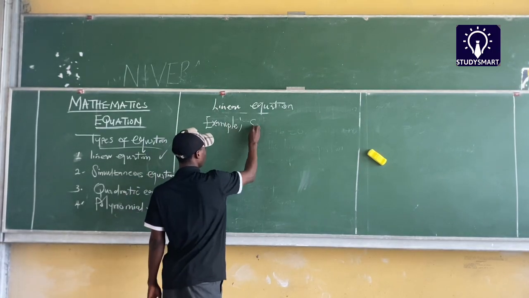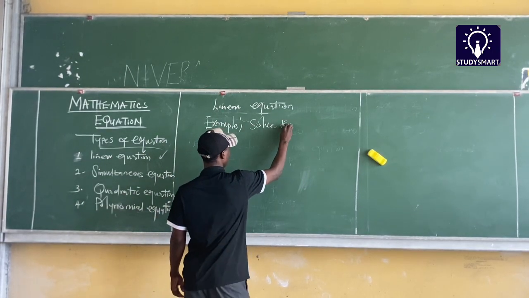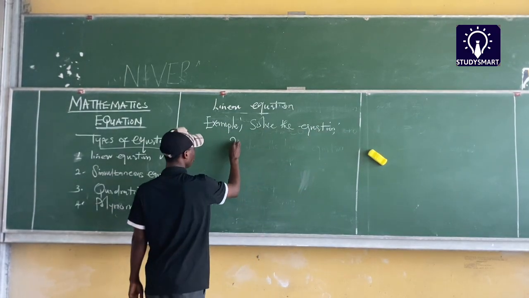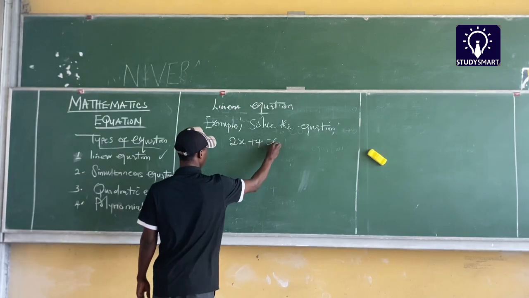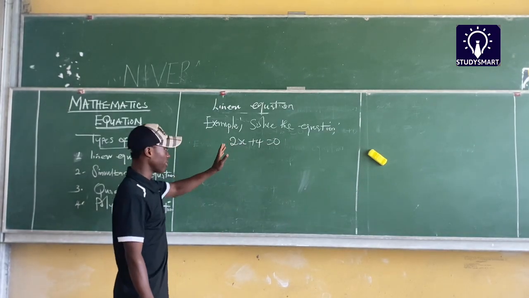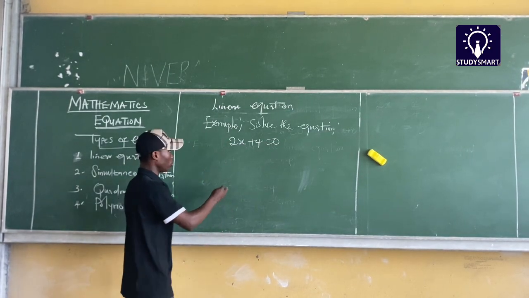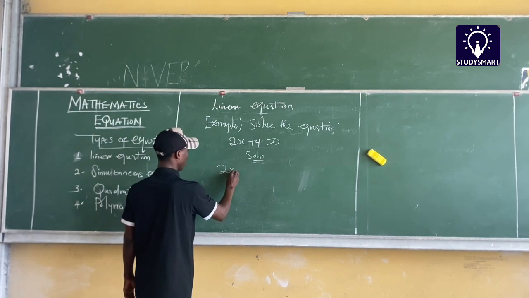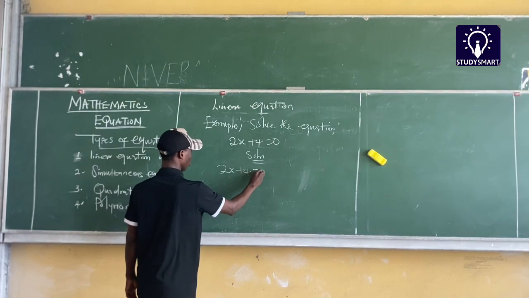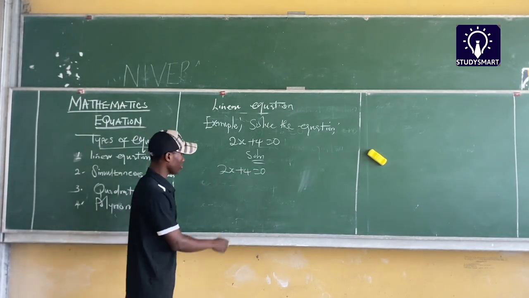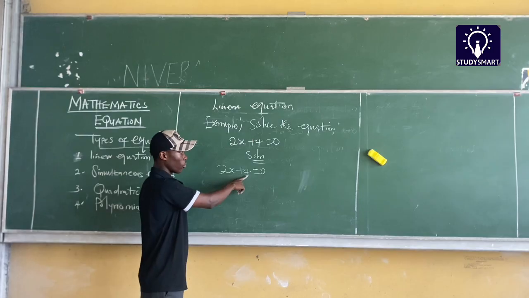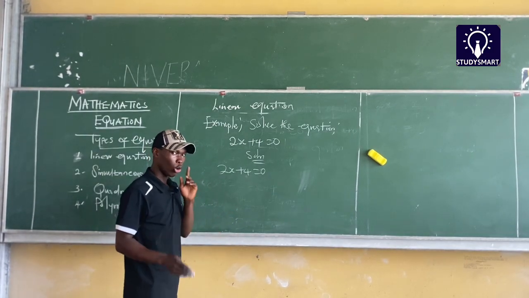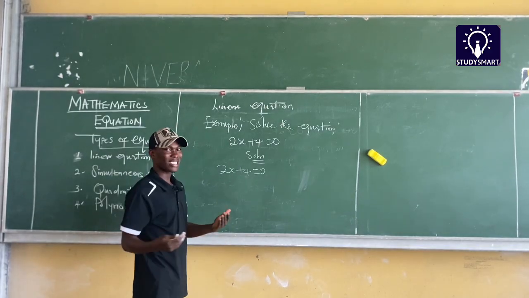Let's take another example. Solve the equation 2x plus 4 equal to 0. So this one is very, very simple. What we'll do here is put down our solution, bring back this question, 2x plus 4 equal to 0. So this is 2x and then this is 4. Don't forget, our major aim is to look for the value of the unknown. We want to know what x is.